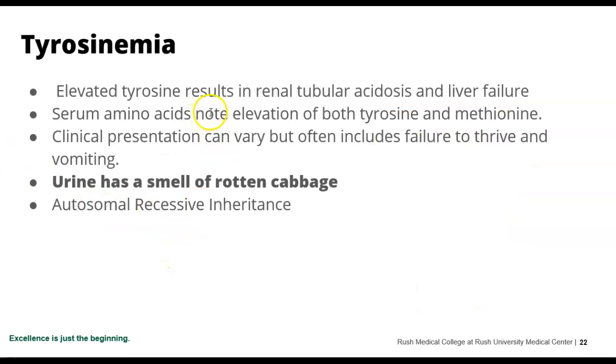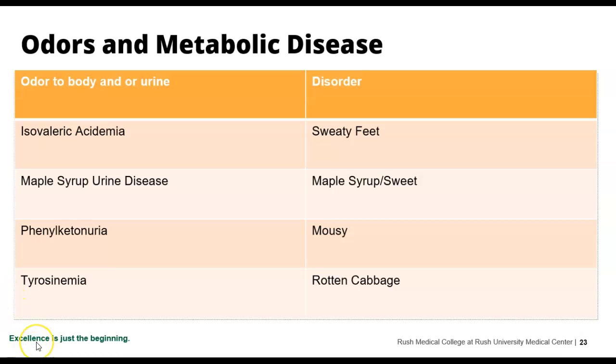Tyrosinemia. Elevated tyrosine results in renal tubular acidosis and liver failure. Serum amino acids note elevation of both tyrosine and methionine. And presentation can vary, but includes failure to thrive and vomiting. And the urine can have a rotten cabbage smell. And again, it's an enzyme. It's autosomal recessive.